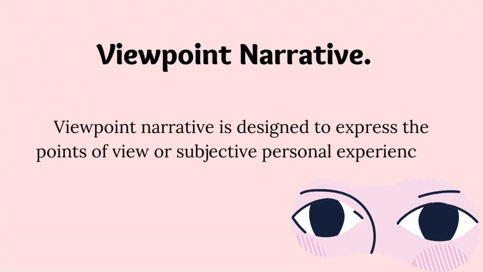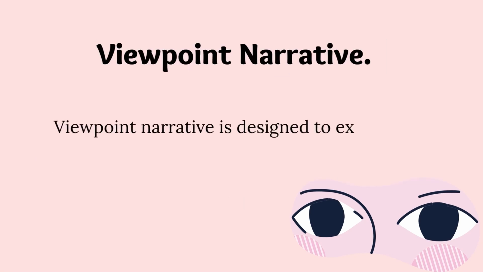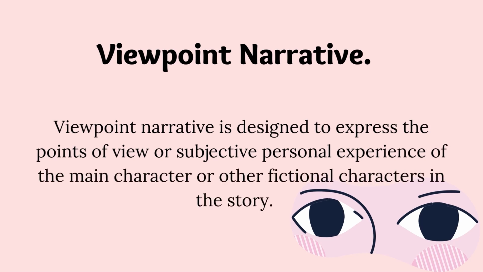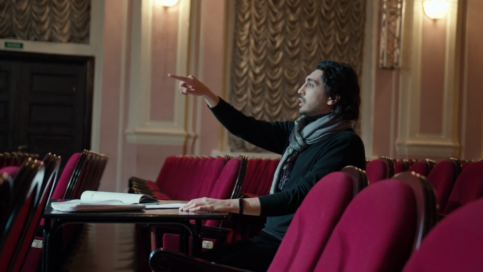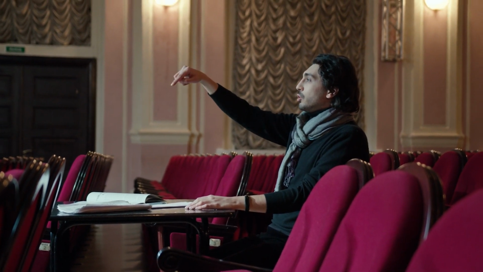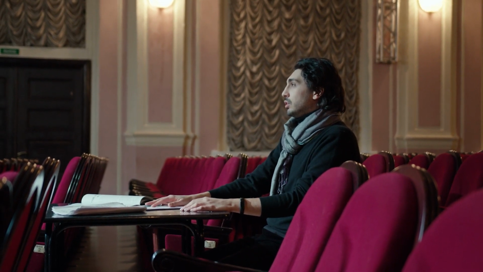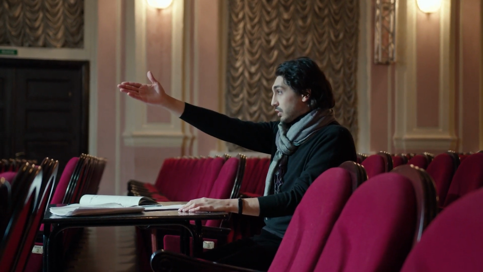The next is the viewpoint narrative. It is designed to express the points of view or subjective personal experience of the main character or other fictional characters in the story. In viewpoint narrative writing, moods, feelings, and other sensory details are filtered through the narrator's own life and his or her subjective point of view. It takes the form of first-person narration or third-person omniscient narration, in which the omniscient narrator switches between the points of view and private thoughts of multiple central characters.